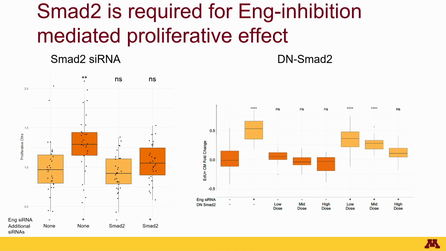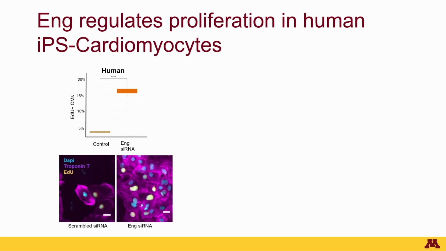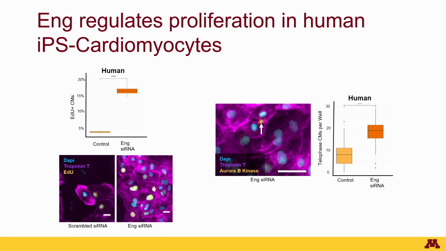So it's all nice to show this, of course, in mouse, and we wanted to verify whether this was actually also active in human cardiomyocytes. So we used iPS-derived cardiomyocytes and again used siRNA to block endoglin and then measured EdU incorporation within cardiomyocytes. The baseline EdU incorporation rate in our cardiomyocytes was relatively low, about 3%, and this went up to about 16% in the endoglin-inhibited cardiac myocytes, with again some evidence of cell division as evidenced by aurora kinase B staining at the cleavage furrow.